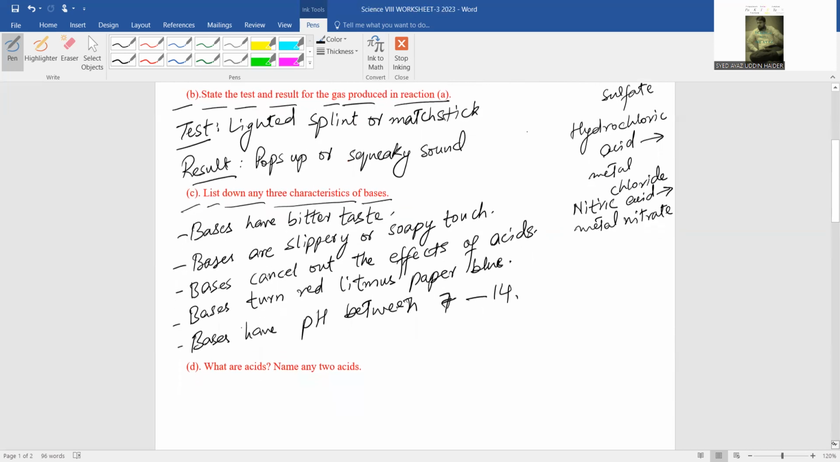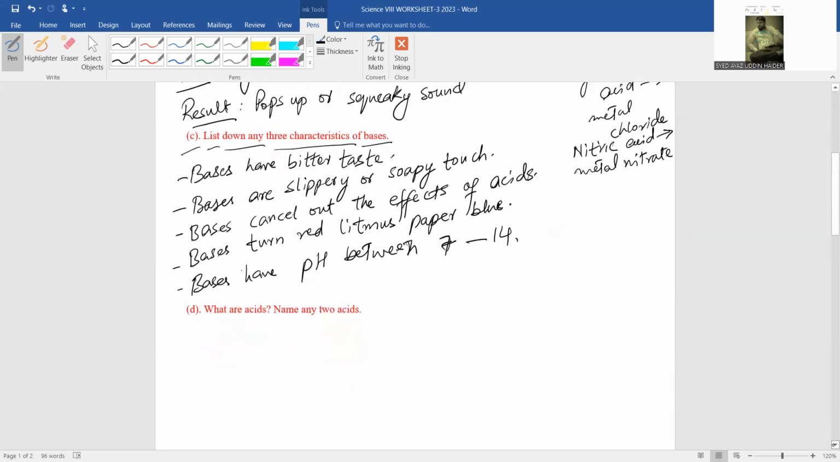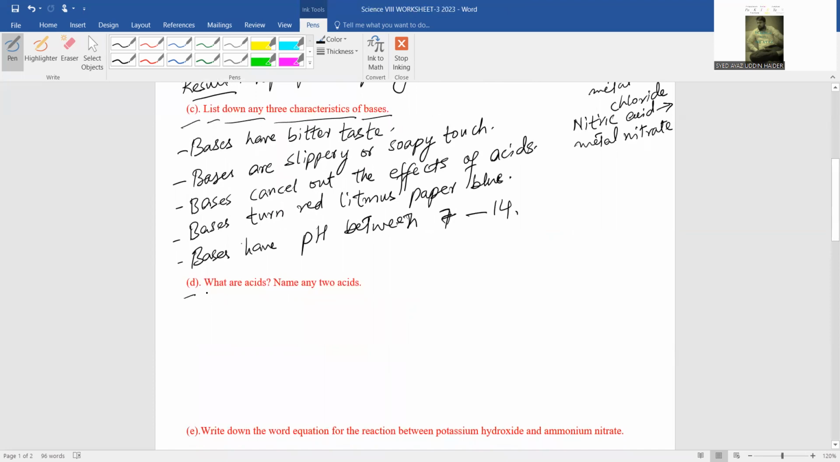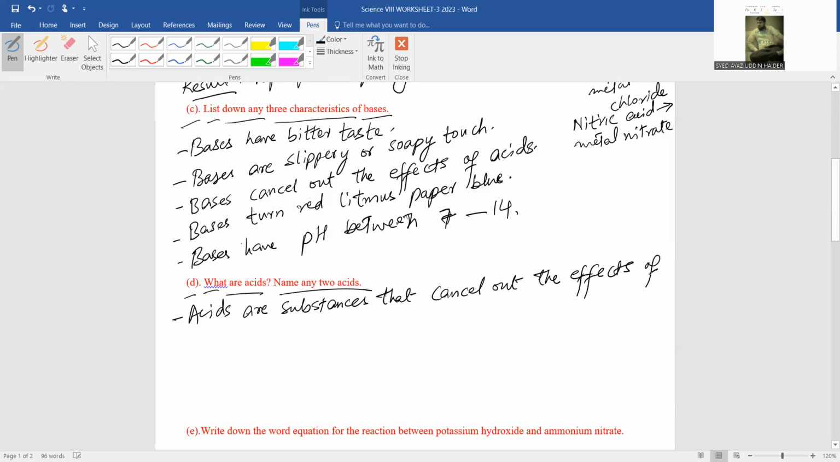Part D. What are acids? Name any two acids. Acids are substances that cancel out the effects of bases. Now in the question, they are asking you to name any two acids. I've already mentioned the names of some acids on top. You can write any two from these.